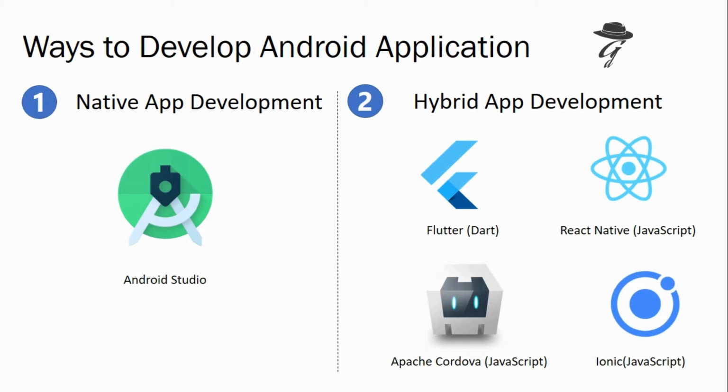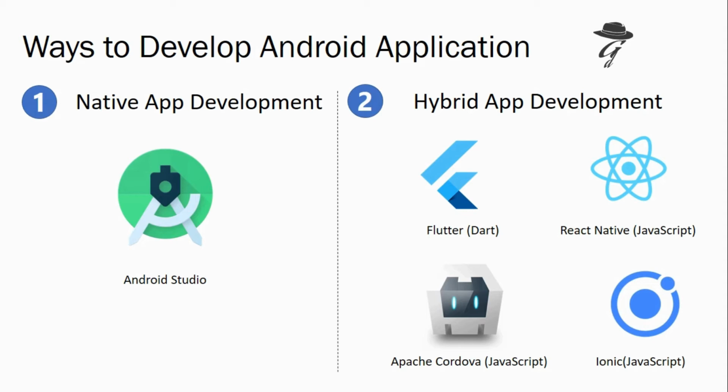In native app development, we use Android Studio software, which is backed by Google itself. You know, Android is owned by Google. So Android Studio is provided by Google, and it is developed by the IntelliJ company and provided by Google to develop Android applications. And we use either Java or Kotlin language to develop applications in Android Studio, right?